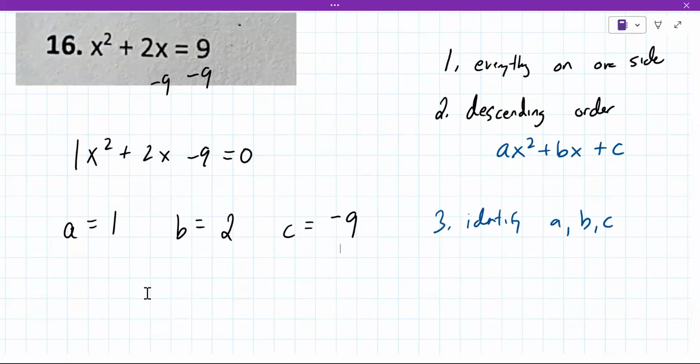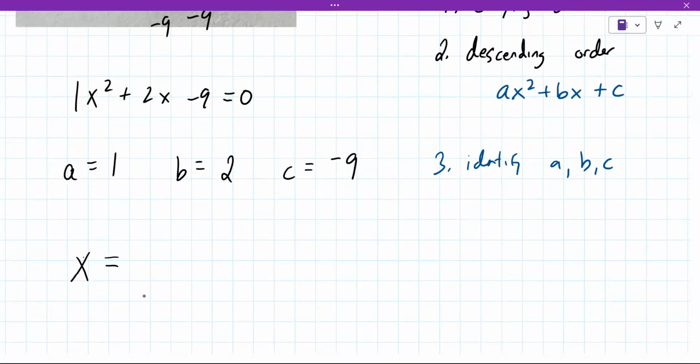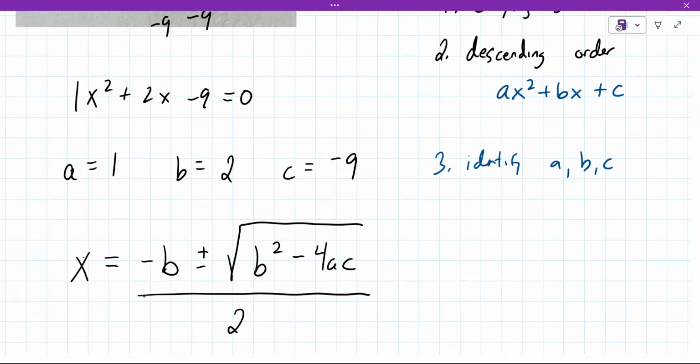All right, and then I'm ready to move on. Okay. Next thing is the quadratic formula. So we're going to write that down. Minus b plus or minus the square root of b squared minus 4ac, all over 2a.